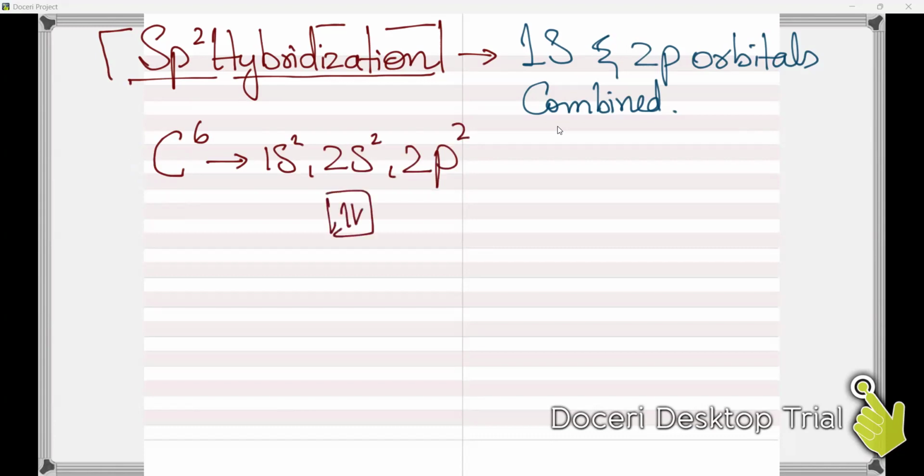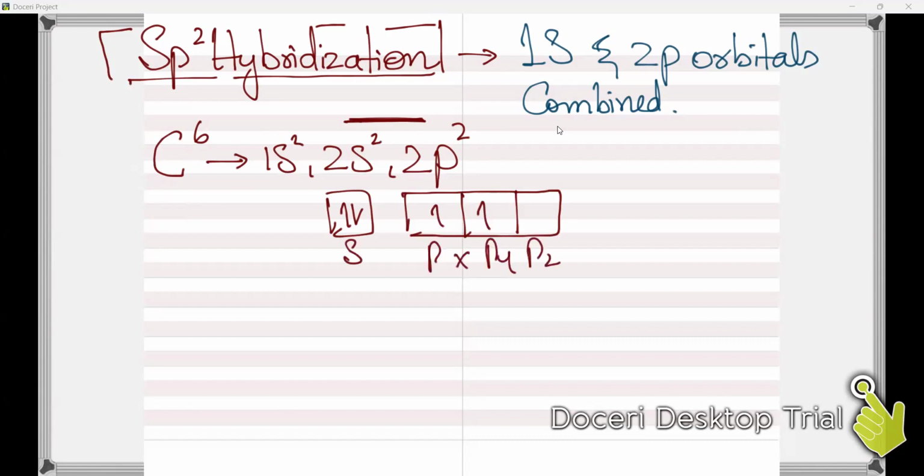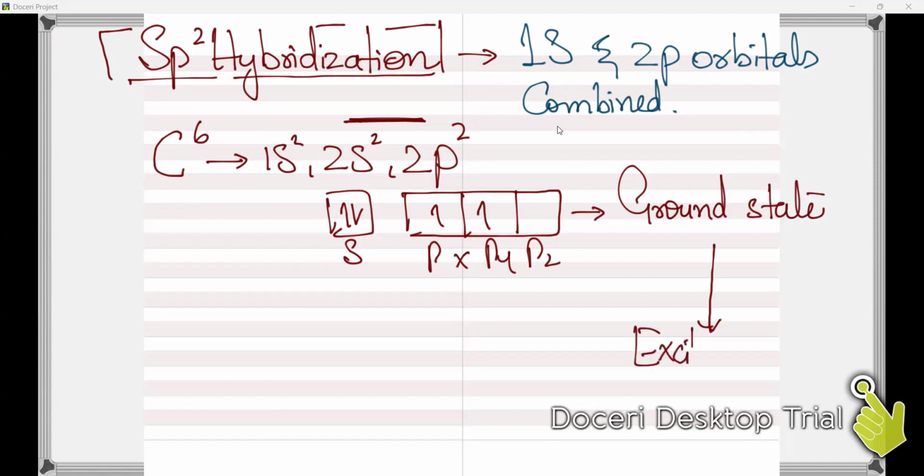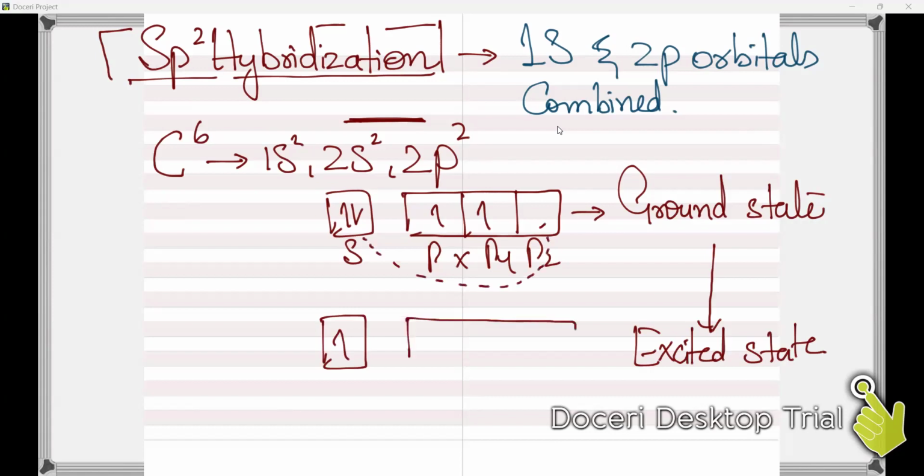If we go for the block diagram of the last orbital, which is the second orbital, the block diagram is going to be something like this. This is the ground state. एक्साइटेड स्टेट के अंदर ब्लॉक डायग्राम में ये चेंज आता है कि ये इलेक्ट्रॉन एनर्जी गेन करने के बाद लास्ट ऑर्बिटल में शिफ्ट हो जाता है.